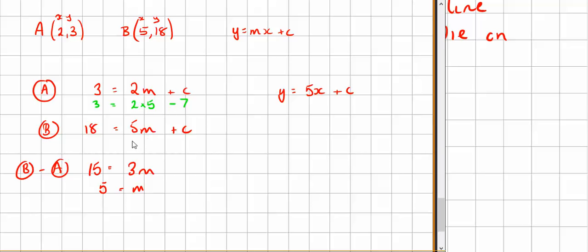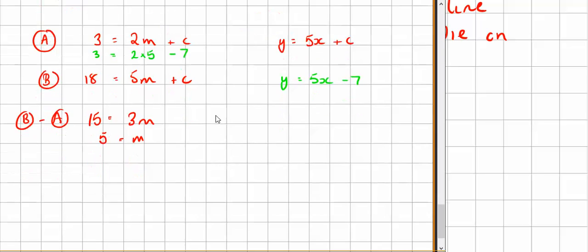And we should check that: 5 times 5 is 25, minus 7. So we end up with y equals 5x minus 7. So that is the answer.